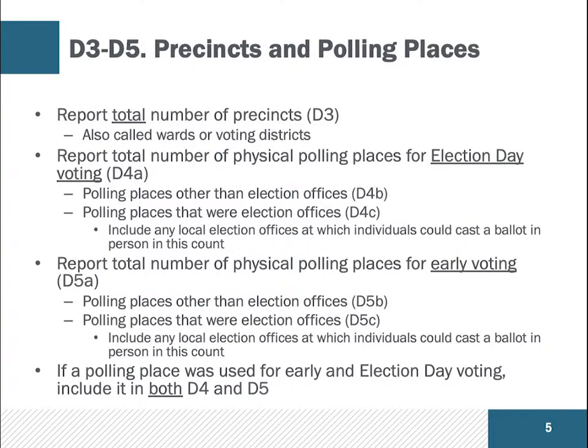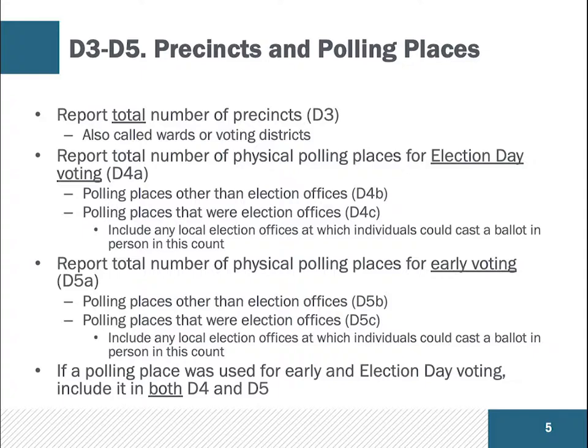The next set of questions is about precincts and polling places. EAVS defines a precinct as the geographic area voters are assigned to according to their residential address. Some jurisdictions use the term ward or voting district instead of precinct. In D3, record the number of precincts your jurisdiction had. In D4 and D5, you'll record the number of physical polling places used for the election. This may differ from the number of precincts.